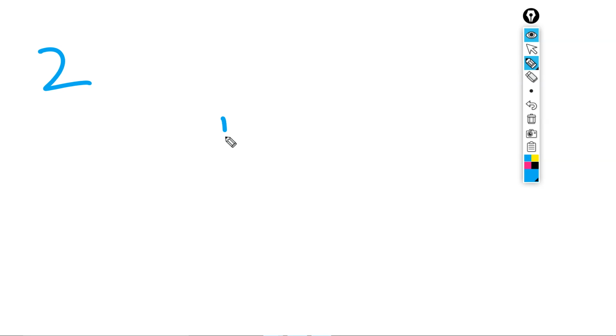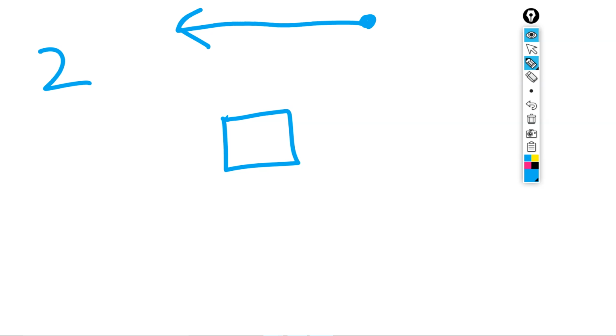Question number 2. Free body diagram for an object that is being pushed right to left. So it's being pushed from here that way, right to left, across a desk. Free body diagram.